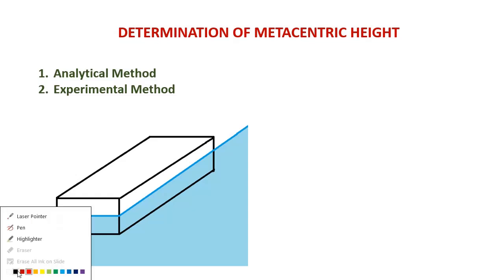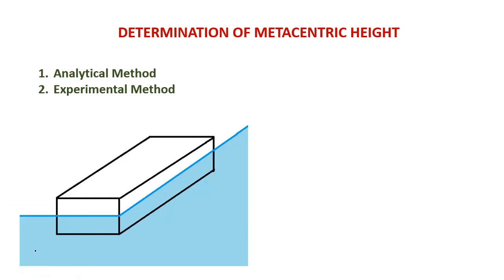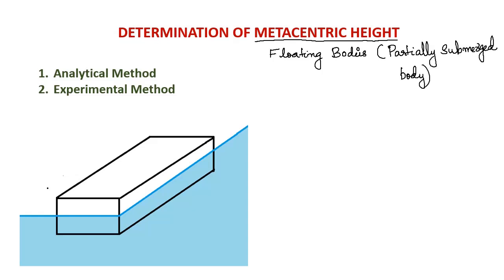Dear students, in this lecture we will be discussing the determination of metacentric height. This metacentric height is associated with floating bodies. Floating bodies means the body which is partially submerged in the fluid, so we will also call it a partially submerged body. Here you can see a body which is partially submerged in the fluid.